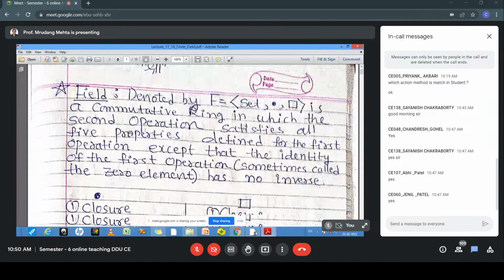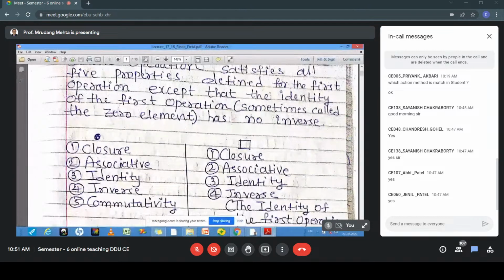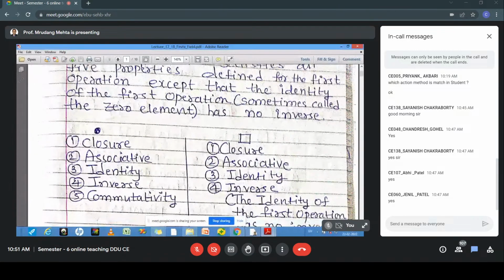What is a field? It is denoted by F set. One operator is the dot operator and the second operator is the square operator. So we assume that these are two operators. Later on, when we define a field or use the field, we will use the first operator as plus and the second operator as multiplication. It could be any operator. So we can define this field over this operator as a commutative ring in which the second operation satisfies all operations except that the identity of the first operation has no inverse. Identity of the first operation, right?